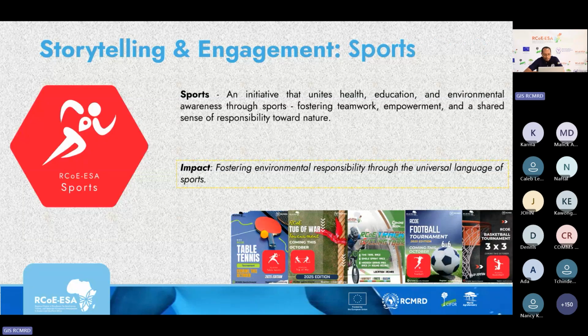We also have the sports initiative, which brings together various stakeholders in health, education, and environmental fields, and environmentalists, to create awareness through sports to foster teamwork, empowerment, and a shared sense of responsibility toward nature. And through this, we aim to foster environmental responsibility through the universal language of sports.